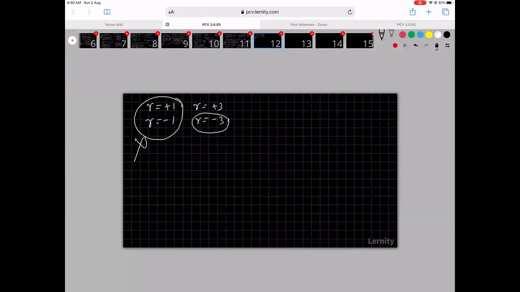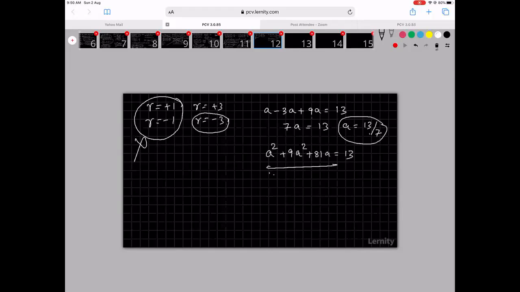So A minus 3A plus 9A is equal to 13, in which case I will get 7A is equal to 13, or A is equal to 13 by 7. Next, I have to substitute in the second one. When I'm finding out the square, A square plus 9A square plus 81A square is equal to 13. Now I have to substitute this value for A here and check if it will satisfy. If it satisfies, then this is also an accepted solution.